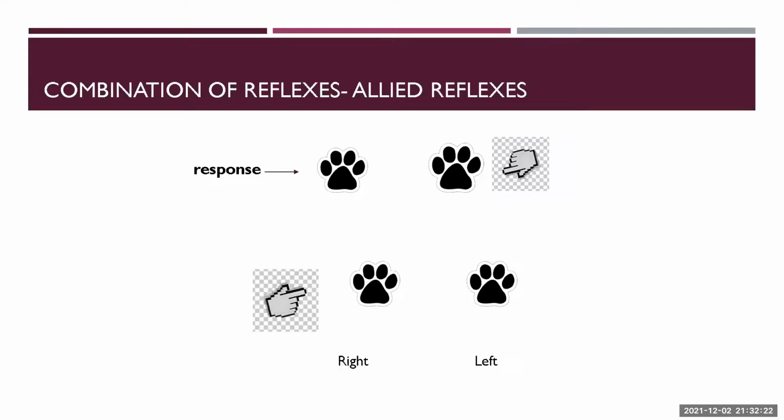So he is saying that in order to produce a response, if we are giving both the stimulus, like the stimulus on the right hind limb and the left forelimb, simultaneously, we can easily produce a response on the right forelimb. That is what he explained here.